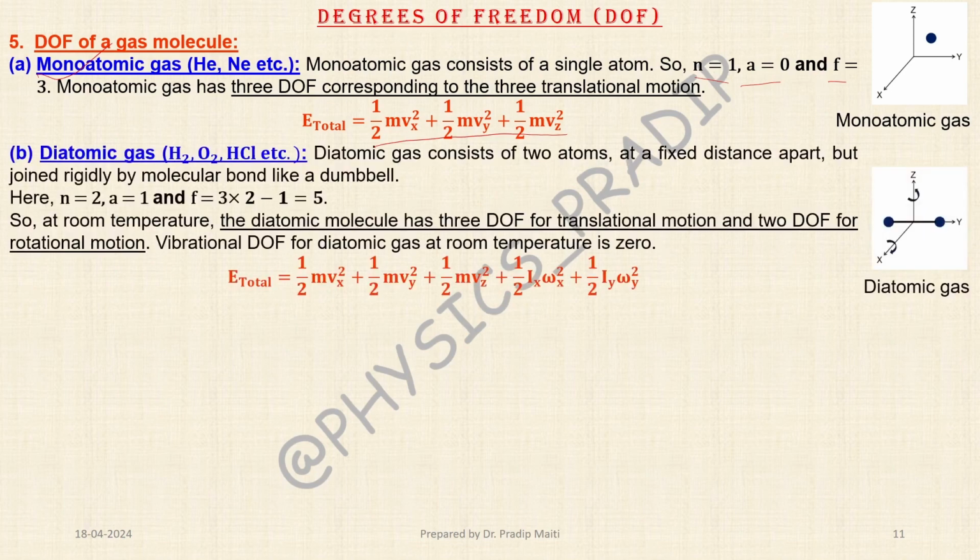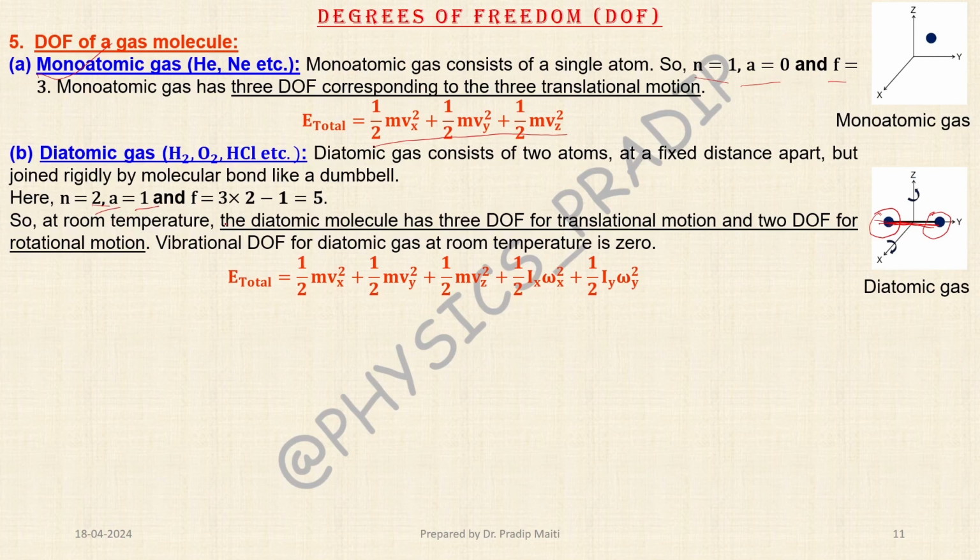Now the diatomic gas. Examples of diatomic gas are hydrogen, oxygen, HCl, etc. A diatomic gas consists basically of 2 atoms at a fixed distance apart but joined rigidly by a molecular bond, like a dumbbell. If we look at the figure, it is one gas atom, here is another atom, and they are connected by a bond. It is like a dumbbell. So for a diatomic gas, n equals 2, the number of particles is 2, and A equals 1.